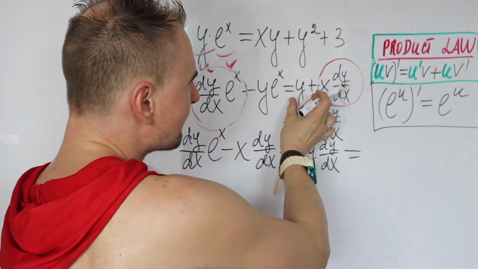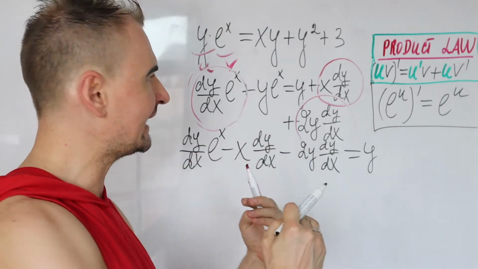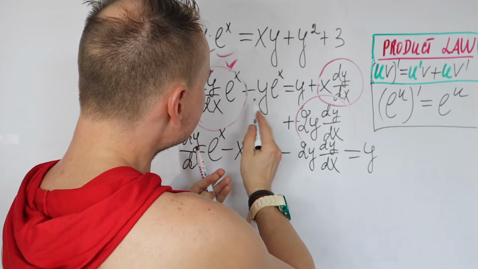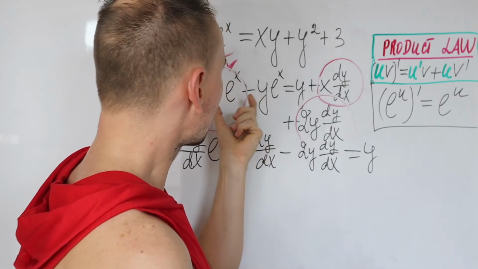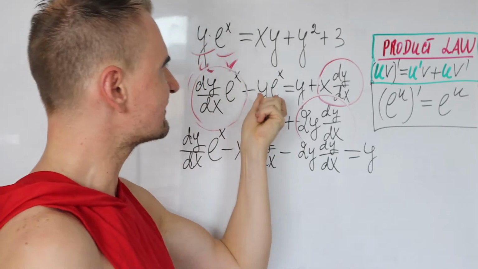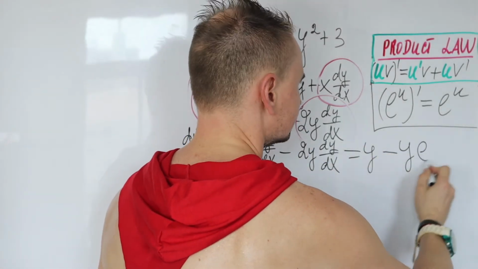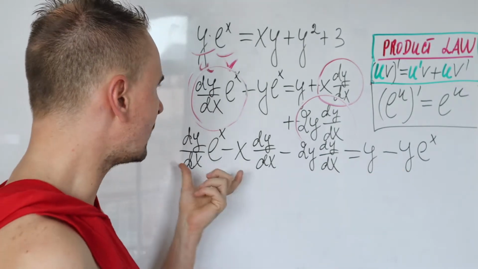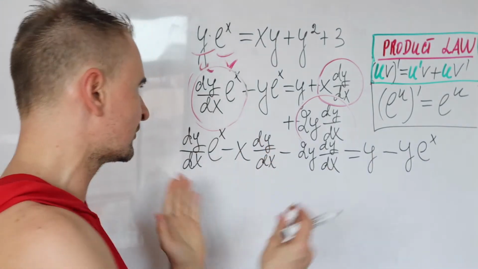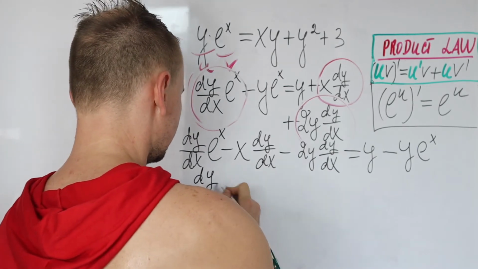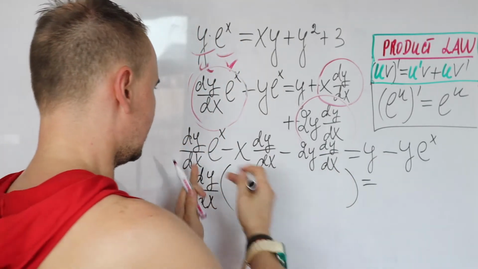Moving to the right side, I'm going to keep y on the right side, so I'm going to collect all terms that are not containing dy/dx, and this term, y times e to the x, I'm going to move by swapping the sign in front. Now, dy/dx, dy/dx, dy/dx. Factor it out, take it out. So use this trick to simplify it down. Parentheses, what's left behind?